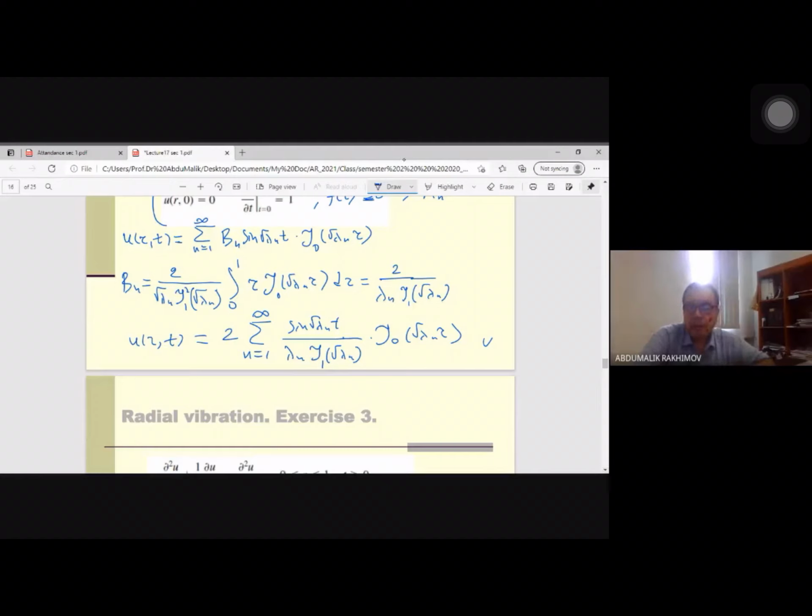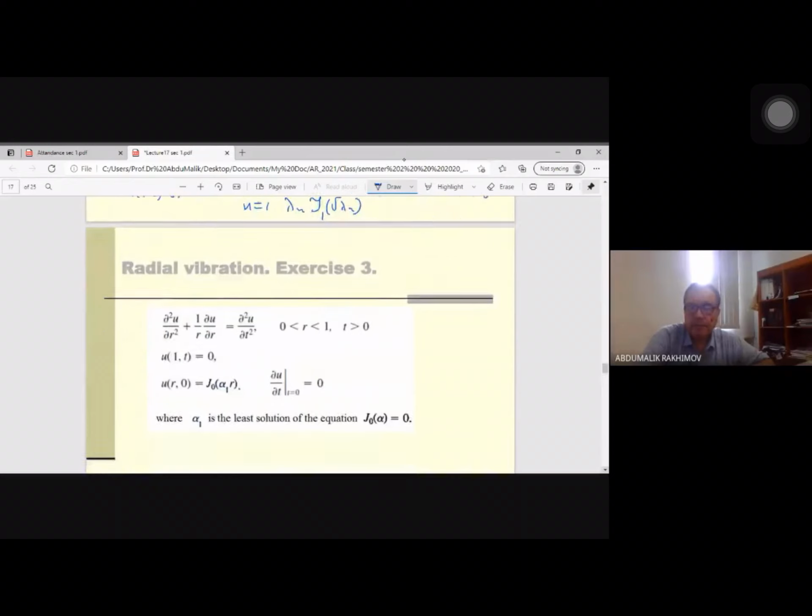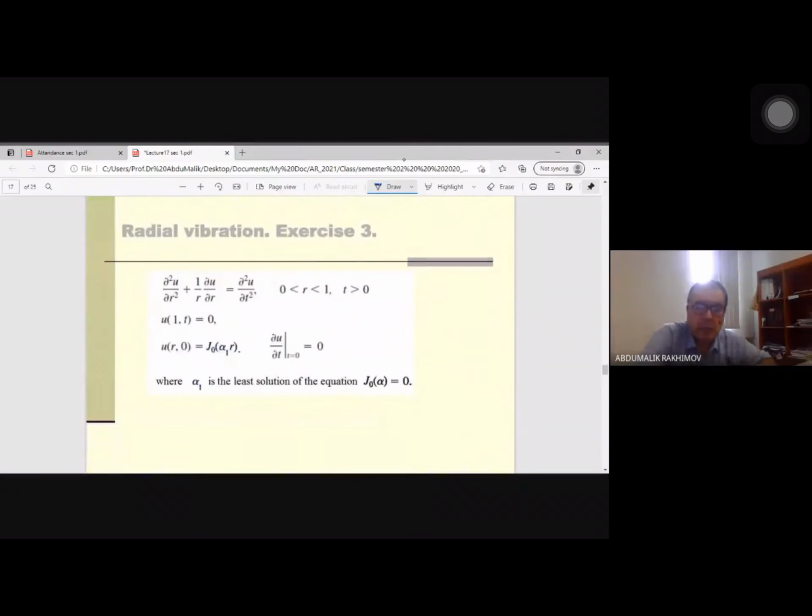So let's see exercise number 3. This is our problem. The equation is the same, a equal 1 and c equal 1. This is the initial condition, boundary condition. The initial condition is like this. It means, first of all, g(r) is equal to 0, so from this we get all B coefficients 0.